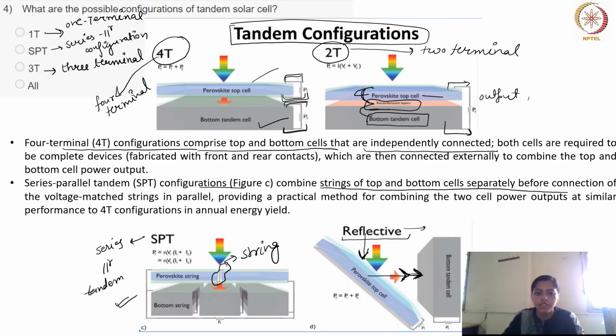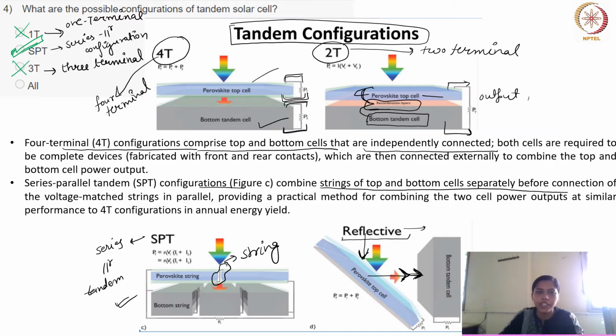Out of these four options, you can see that there is no one terminal configuration, so that option is eliminated. There is also no three terminal configuration, so option number 3 is also eliminated. There is the SPT, which is nothing but the series parallel tandem configuration. So option number 2 is the right answer for this question. Is this clear?